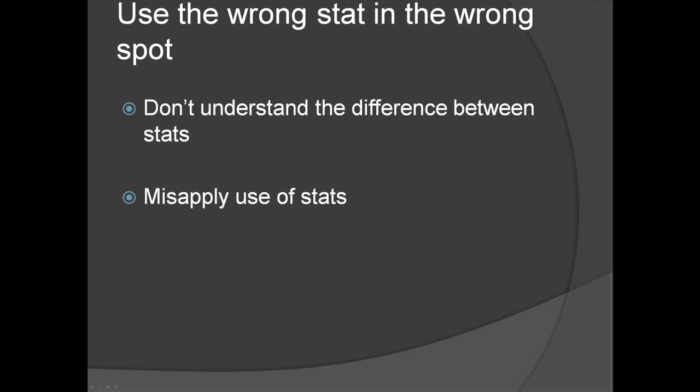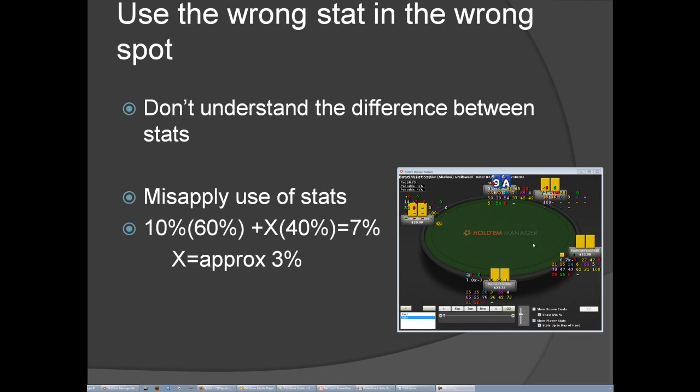Lastly, a lot of the time players use the wrong stat in the wrong spot. They don't understand the difference between stats, and they miss. So we're going to use the example here of stealing versus 3-betting. If we look at this villain, we see his re-steal from the big blind is 10%, yet his 3-bet from the big blind is 7%. So what exactly does that tell us?